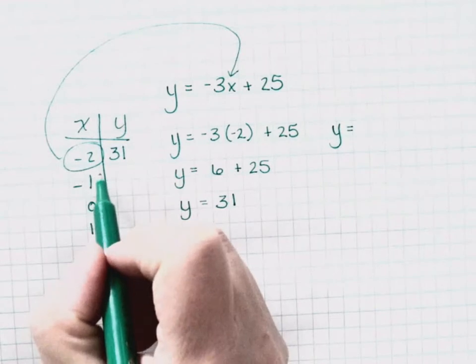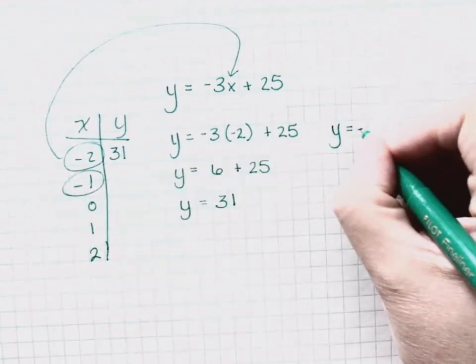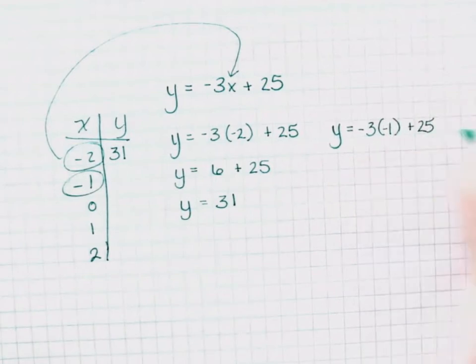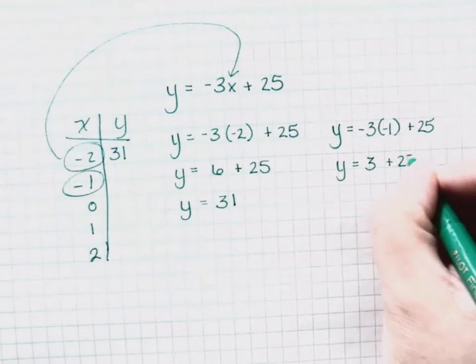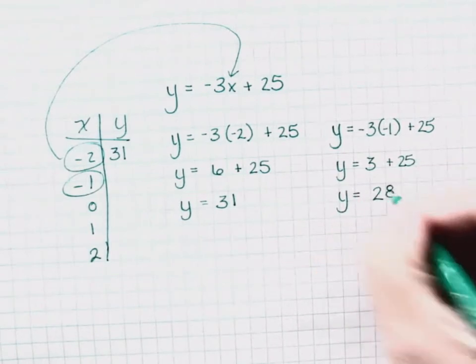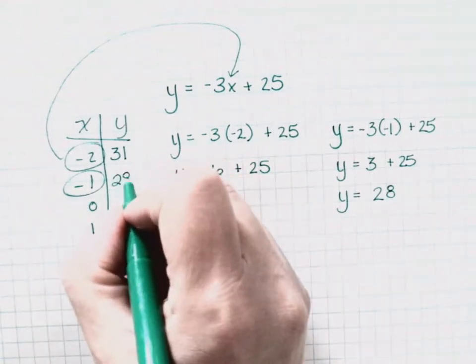So now I'm going to put in x equals negative 1. So negative 3 times negative 1 plus 25. So y equals a positive 3 plus 25. Y equals 28. Okay, so in my table of values, this is 28.